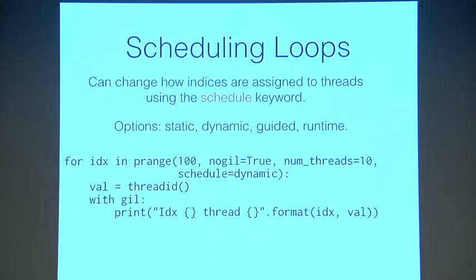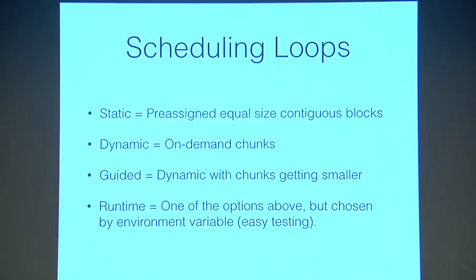There are other options. You can change it using the schedule keyword to the parallel range. You've got static, dynamic, guided, and runtime. Static is the one we just talked about, pre-assigned equal size contiguous blocks. Dynamic is on-demand. Basically, give a small chunk, usually the chunk size, I think, defaults to 1. Give one task to each thread, and then when it comes back, it asks for the next task. And it just hands them off in chunk size pieces. You can control how large that is.